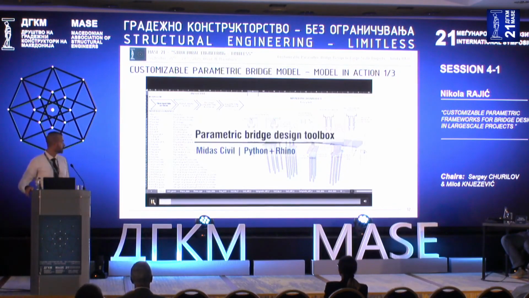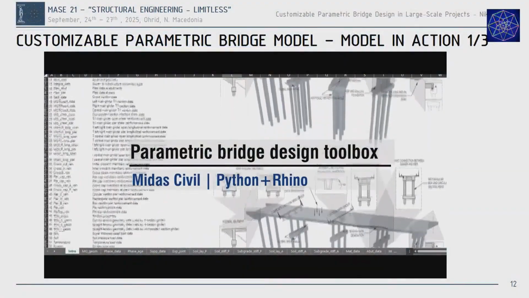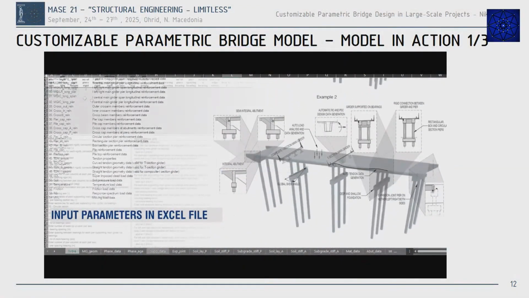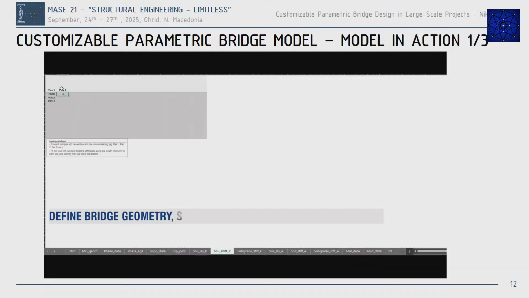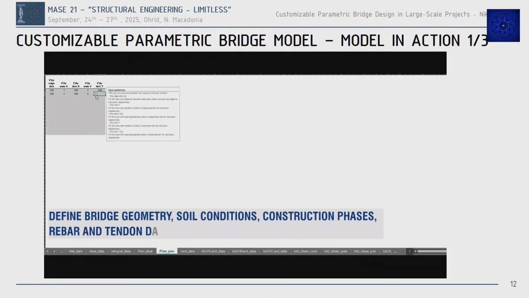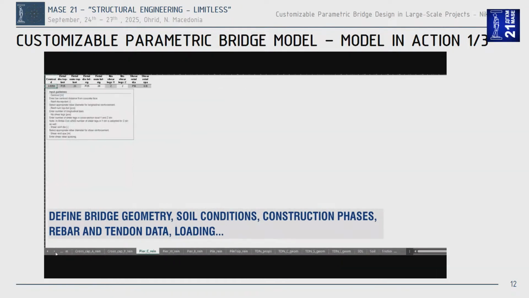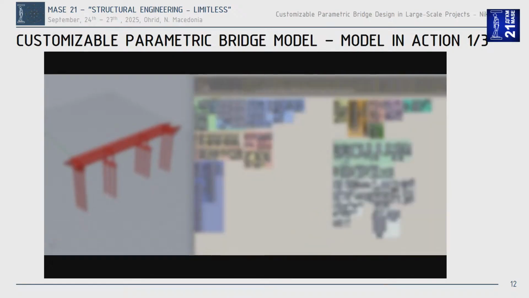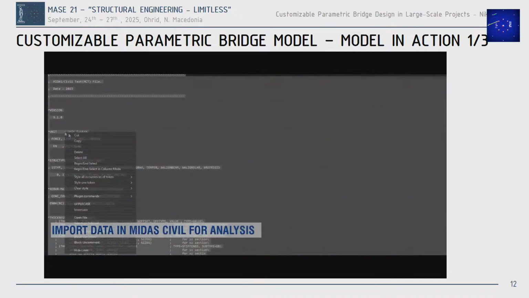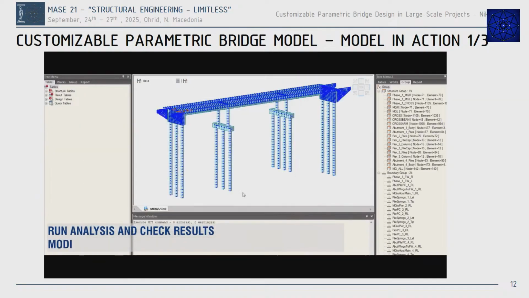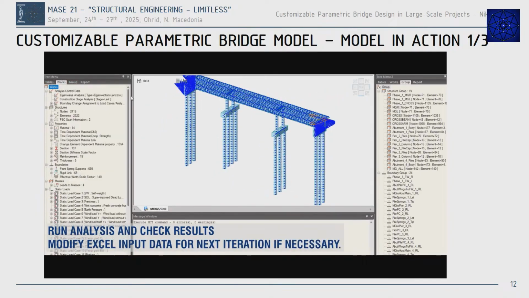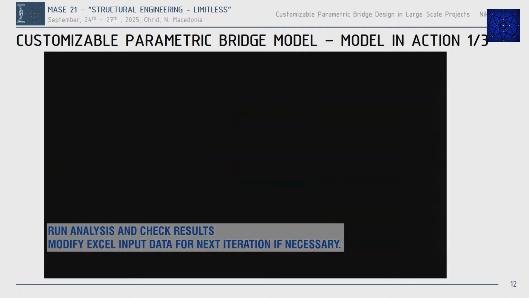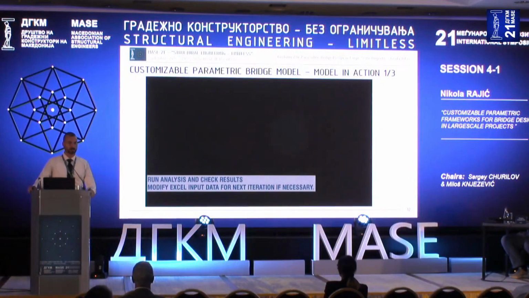Okay, so let's see this model in action. Engineers go through this Excel file. They input these parameters. They define geometry, soil condition, construction phases, rebar, tendon data, loading input data. They publish this input file for model generation. The model is generated. This is one textual file that they import inside MASE Civil, and everything is generated. As you can see on the left in this work tree, everything is done automatically. So zero work is needed.